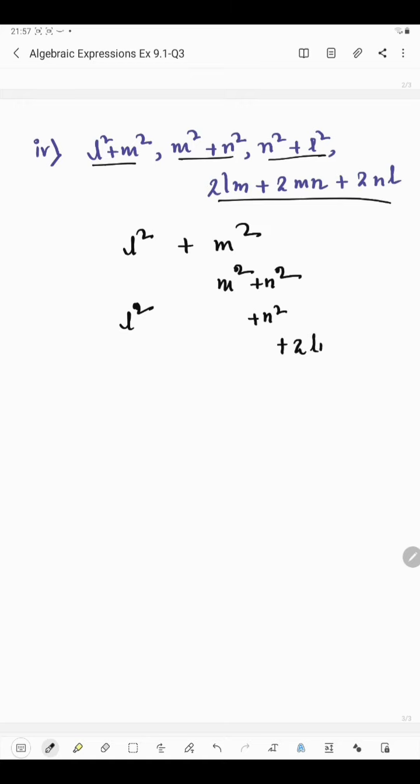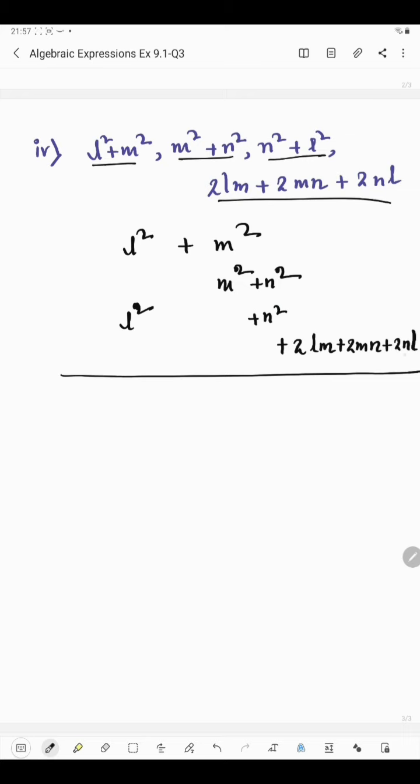Okay, 2lm. Now next we have 2mn. The mn term also is not present, so we will put it separately. Okay, and then we have 2nl. The nl term also is not present here, so we will have to put it separately, not below any variable, not below any term. Okay, now we will have to add these 4 expressions.